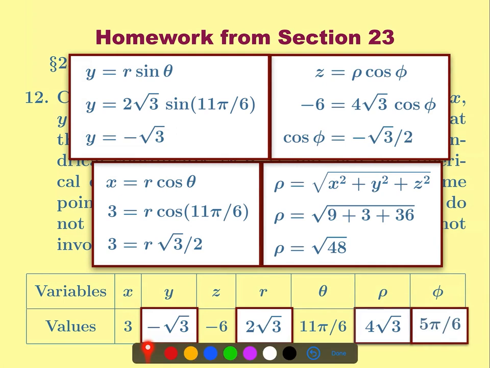So this completes the table for us. Now we know all the variables x, y, z, r, theta, rho, and phi. So this finishes this problem.